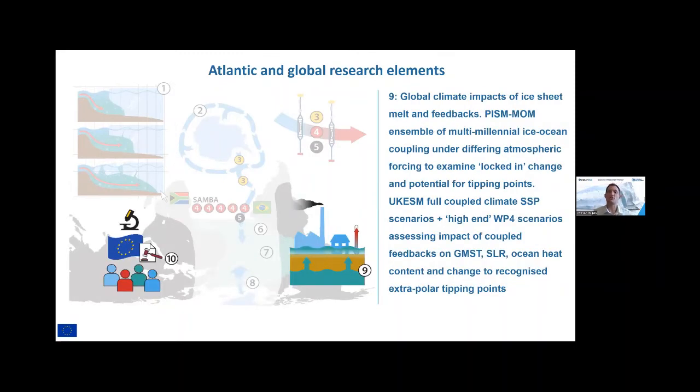And then finally, looking at the global impacts of these ice sheet melting feedbacks. So this will be using the PISM-MOM ensemble to look at multimillennial timescales. So this is really ice sheet ocean only, so no atmosphere, under different atmospheric forcings.